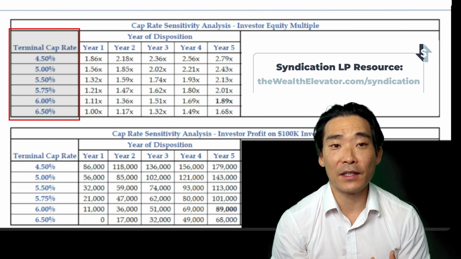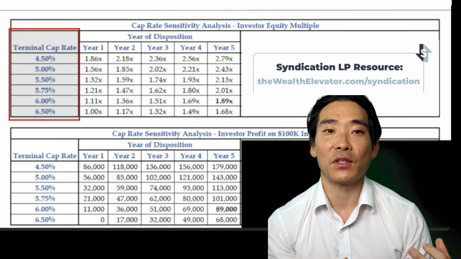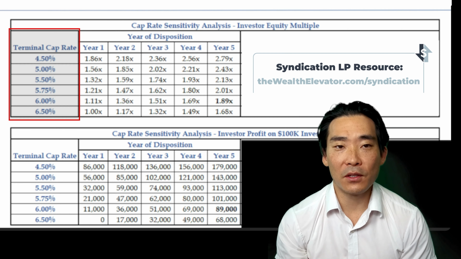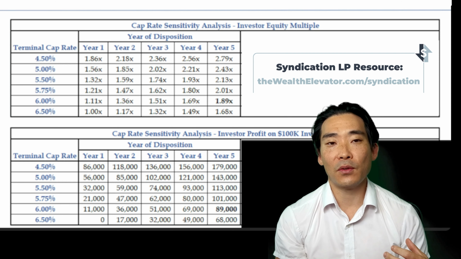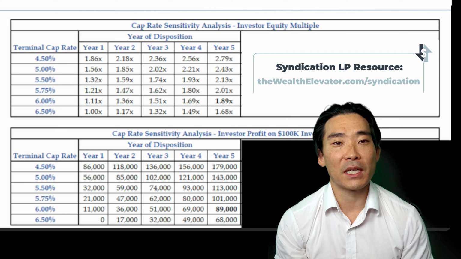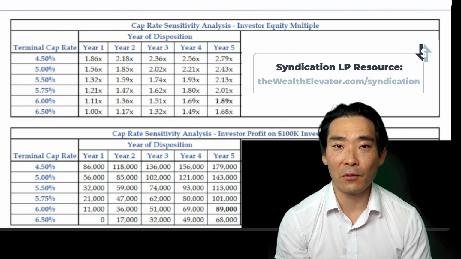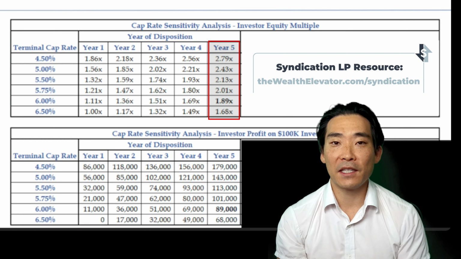On the left side, this is what you're underwriting the deal at. With a lower cap rate, you're assuming that you're selling it into a stronger market. Obviously, you want to be conservative, assuming that you're going to be selling it into a much weaker market. So ideally, if you can push the numbers higher, in this case 6.5%, you're stress testing the deal in a way. So let's take a look at the year of disposition, which is the exit year.